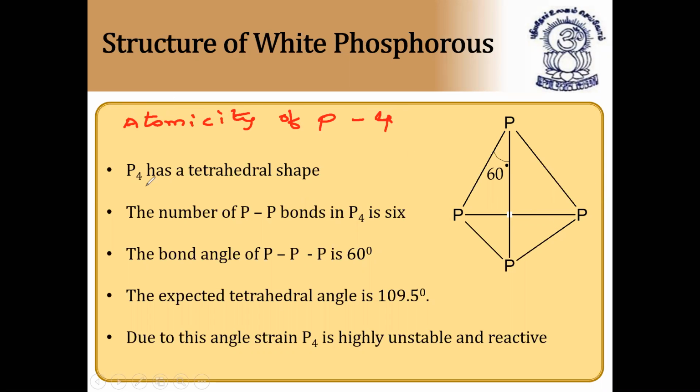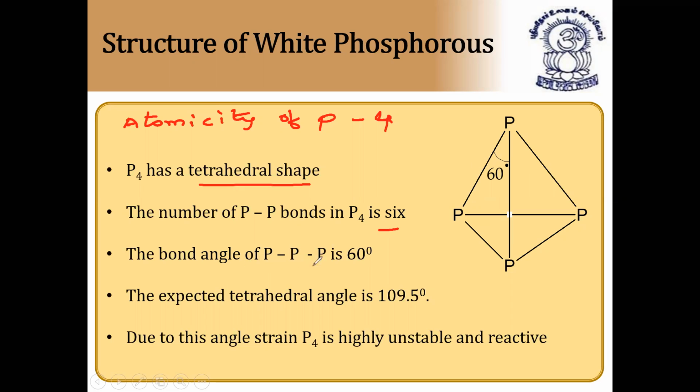P4 has a tetrahedral shape and the number of P-P bonds in P4 is 6. How many P-P bonds? 1, 2, 3, 4, 5, and 6. Outside there are 4, and inside there are 2. So the number of P-P bonds in the P4 molecule is 6.